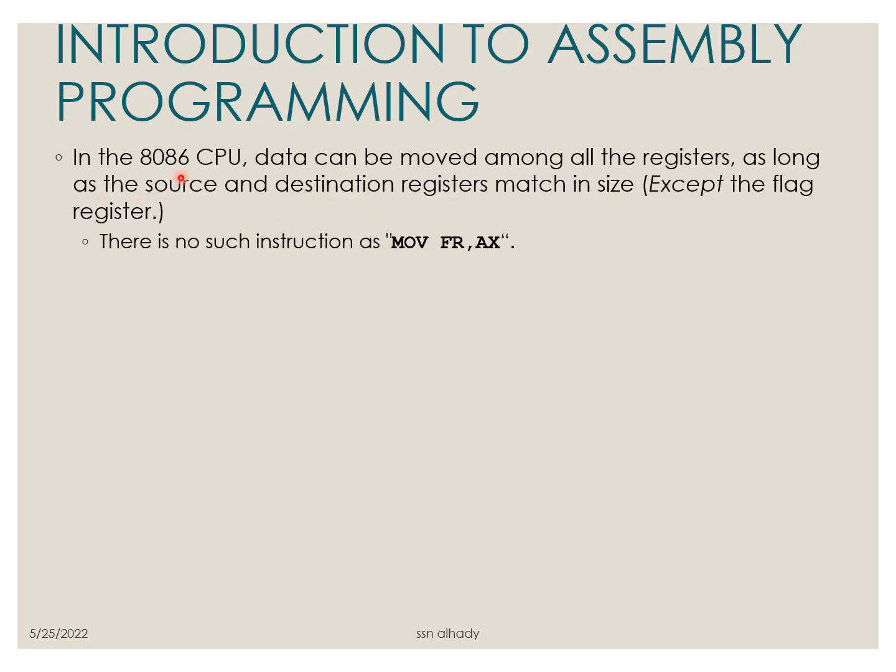So in the 8086 CPU, data can be moved among all the registers, as long as the source and the destination registers match in size, except the flag register. Why? Later on. Because the flag register, you cannot change it. There is no such instruction as MOV FR, AX. You cannot move whatever content in AX to FR.